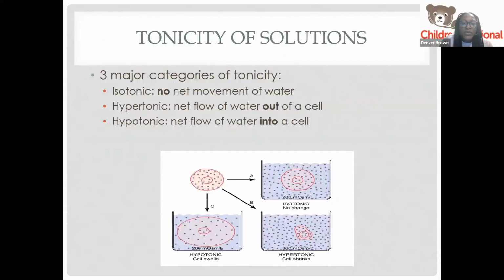Now, in thinking about tonicity, and when we think about fluids, there are three major types of tonicity to our fluids. We have isotonic fluids, which cause no net water movement. We have our hypertonic fluids, which cause net flow of water out of the cell. And then we have our hypotonic fluids, which cause net flow of water into the cell.